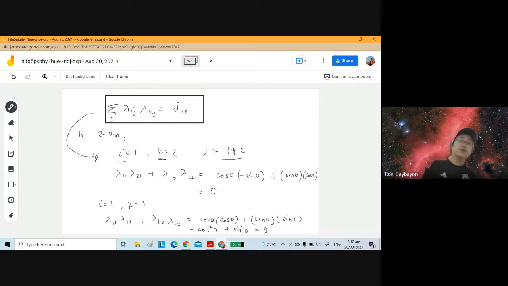So that is the definition of the Kronecker delta. When i is equal to k, this summation must be equal to 1. So you always get 0 or 1 as your answer. So we define that Kronecker delta. Next, we actually call this the orthogonality condition.